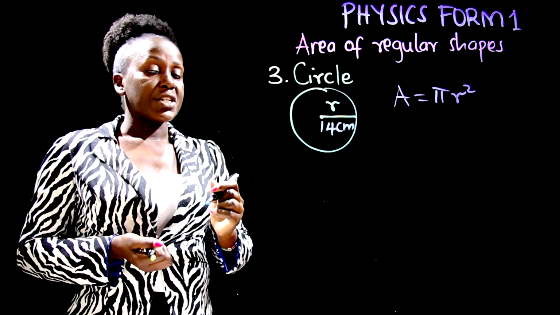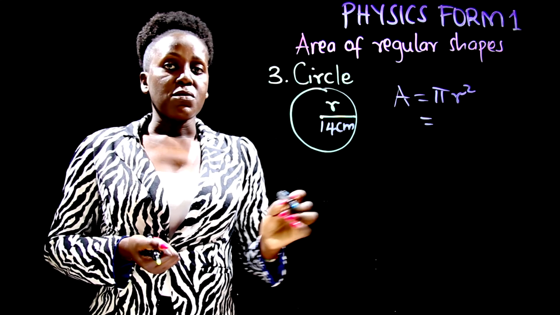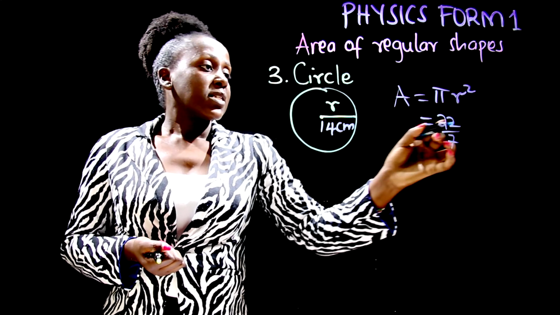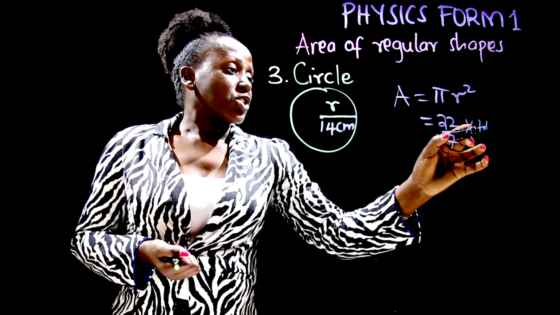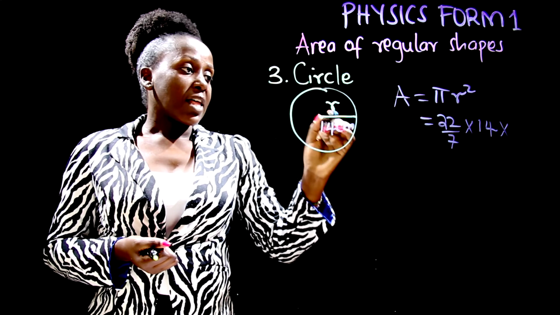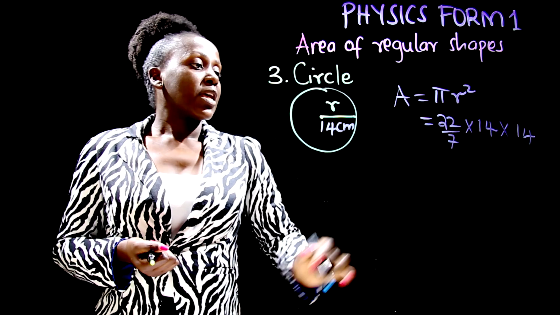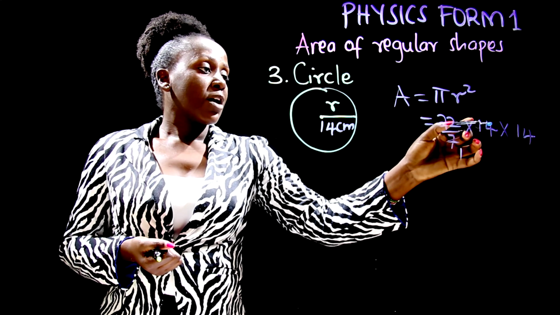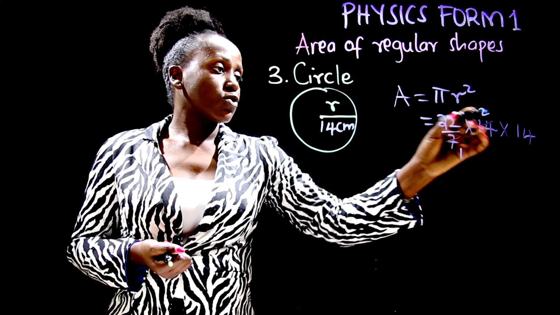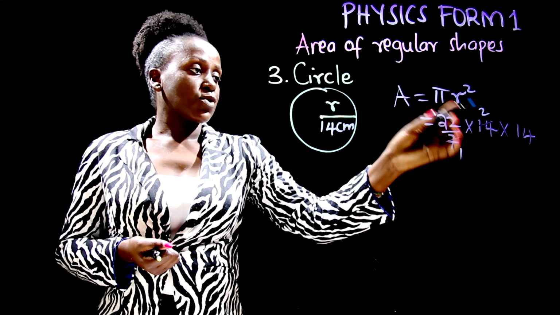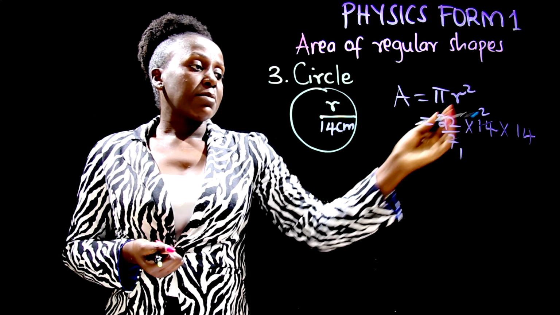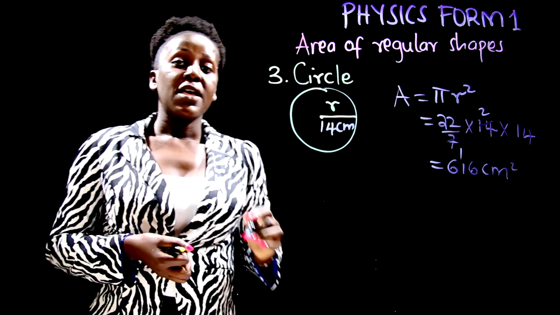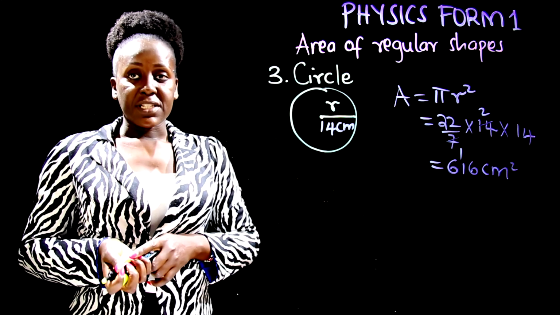What will be the area of this circle? So the area will be equal to pi, which is 22 over 7, times the radius, which is 14, times another radius, which is still 14. So simplifying this, 7 divided by 7 is 1, 14 divided by 7 is 2. So 22 times 2 is 44, 44 times 14 is 616 centimeter squared. That is how you determine the area of a circle.